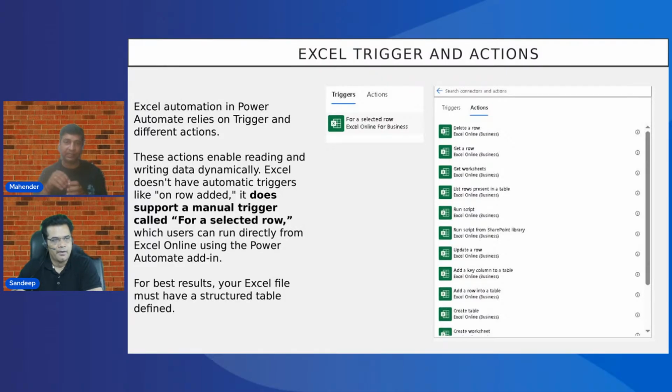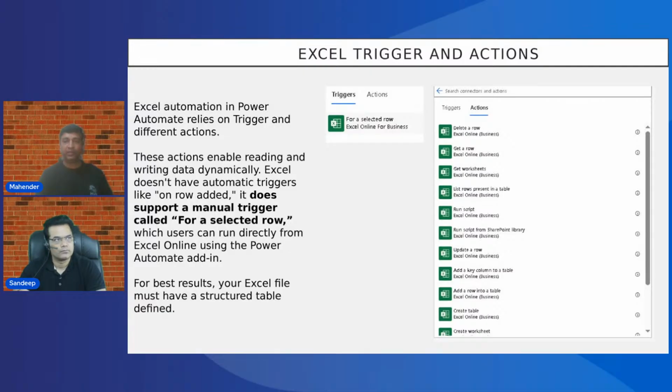When you select that connector, you will be able to see these two options here, trigger and actions. And using these, as I said, we can do all your day-to-day activities, depending on what your job role is and what you do in your day-to-day activities. So you can perform those actions.